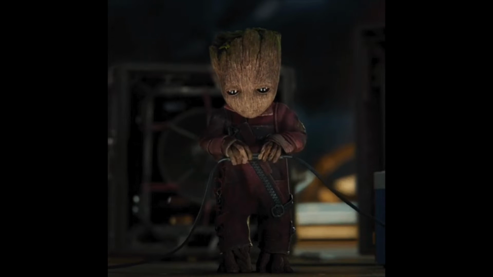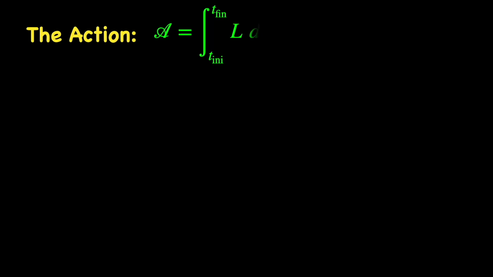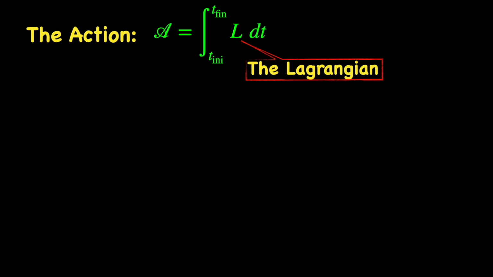Okay, let's jump in. In its very general form, which is suitable for any given mechanics problem, the action is written as a time integral between the initial and final time of a function that we call the Lagrangian for the system and symbolized with the letter L.